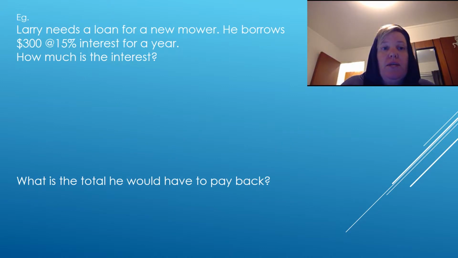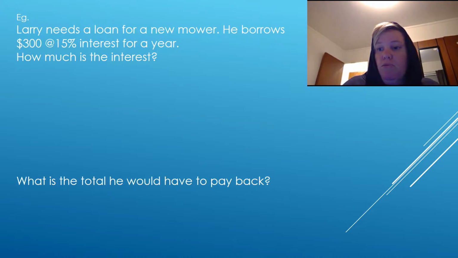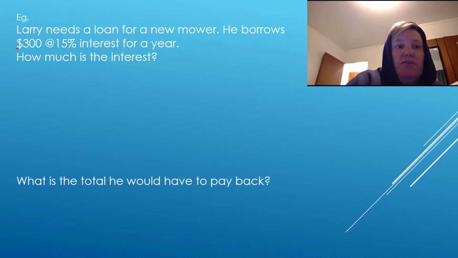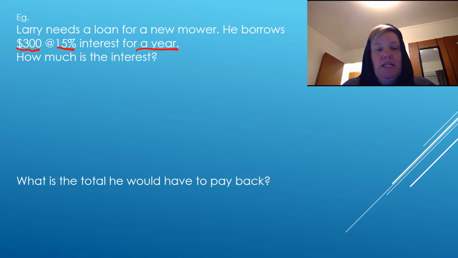Okay, let's get going. Larry needs a loan for a new mower. He borrows $300 at 15% interest for a year. How much is the interest? Now, there are some critical factors here. First of all, you might notice that there is the principal. This is the rate. It's interest, and it's for a single year. So that's the main information I need to get here.